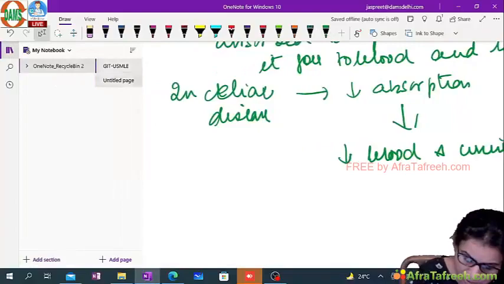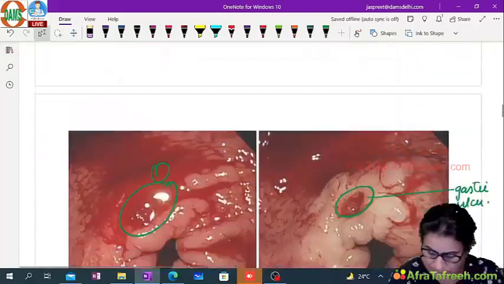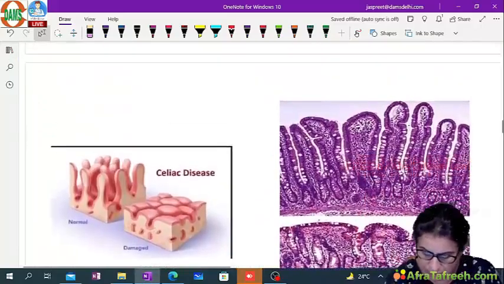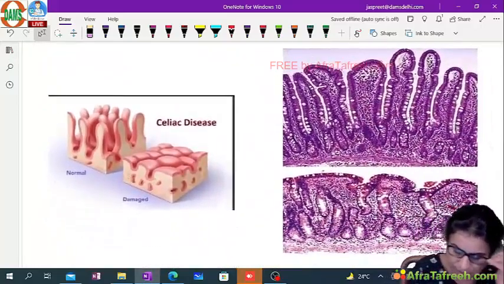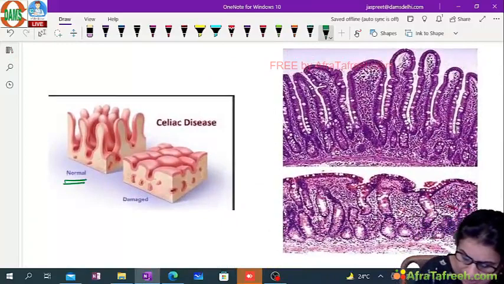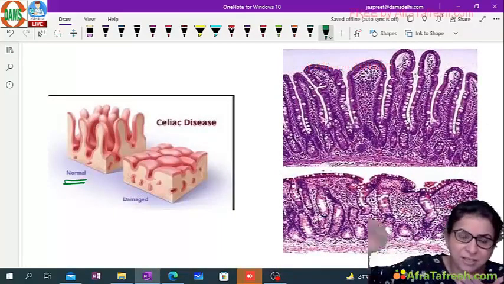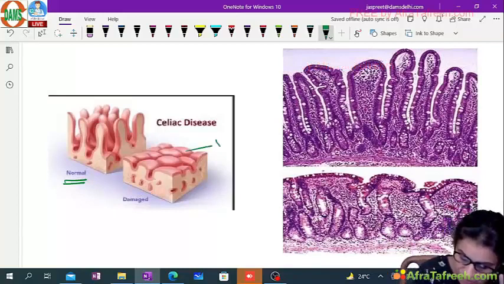Okay, let us see a picture of celiac disease. This is what we see. This is normal, and in celiac disease, what has happened to the villi? The villi have become flattened. So there is villus atrophy.